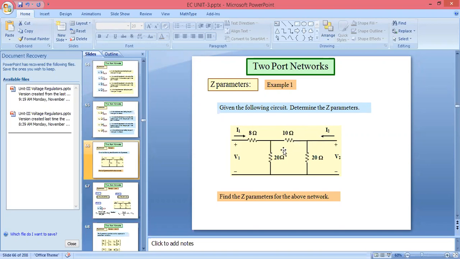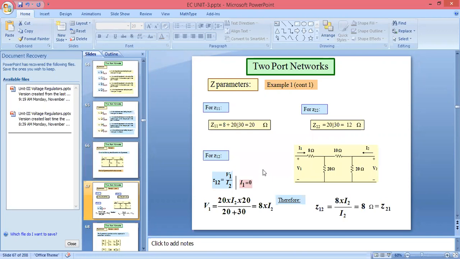So it will be working as a node. So these two will be in parallel. So 20 and 30 will be in parallel, and that will be in series with 8 ohm. So you will get the value for the resistance Z11. Like this, you can solve the values for Z22, Z12, Z21. How can you solve here? For Z22, you will get the same.